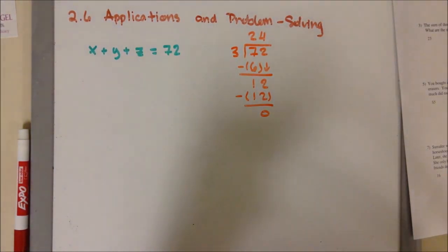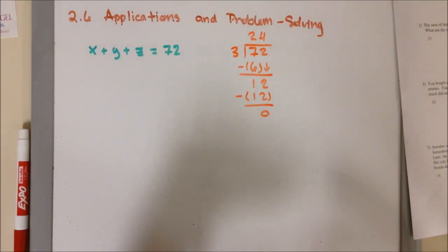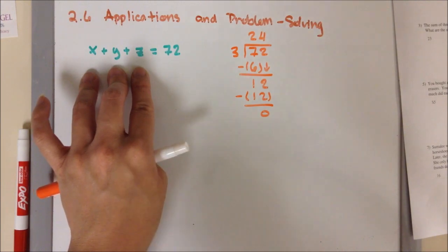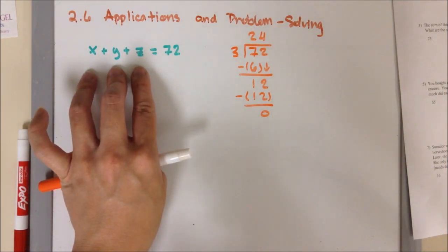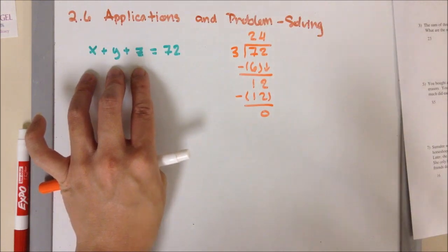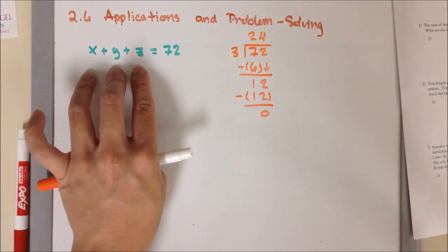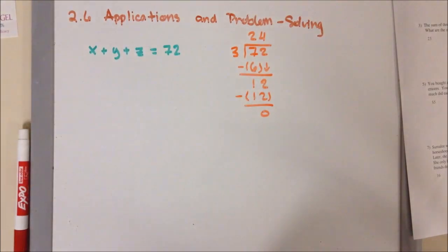Now, this only works if we have an odd amount of consecutive numbers. So let me repeat. This only works if we have an odd amount of consecutive numbers. For example, we have 3 consecutive numbers. It also works if you have, for example, 5 consecutive numbers, or 7, or 9 consecutive numbers. So this method only works if you have an odd amount of consecutive numbers.